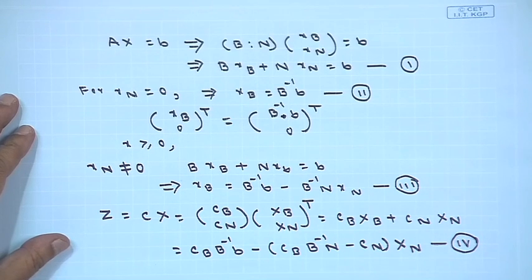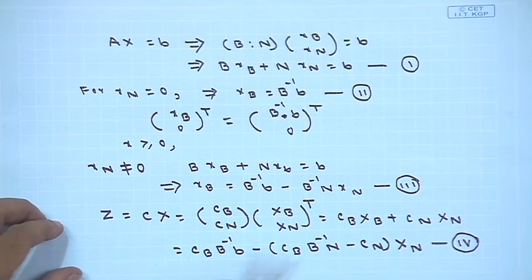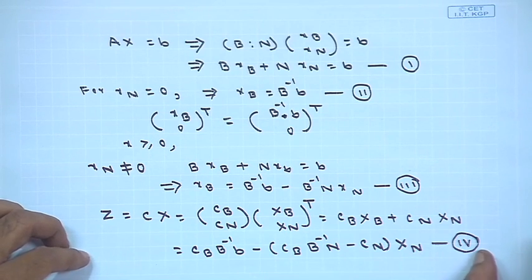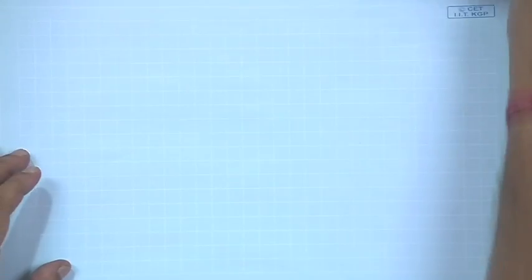Let us take the other pen. So, you are obtaining z equals this one. Your z is the objective function which you want to optimize. You are getting equation 4.